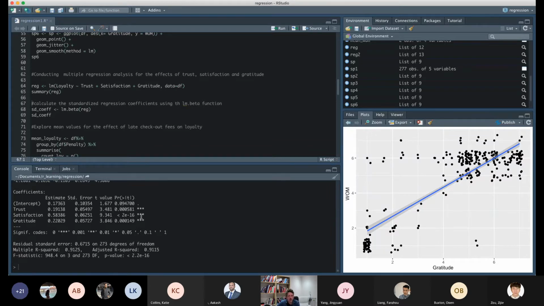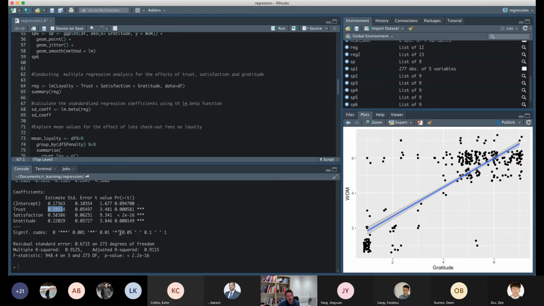So this was all measured on the Likert scale 1 to 7. So we look at trust. We know it has a significant relationship, because we get 3 asterisks here. And then we see the coefficient is 0.19138. So that's our coefficient, and as we said, it's positive. So we know there's a positive relationship between trust and loyalty. If trust goes up, then loyalty goes up. If trust goes down, loyalty goes down.